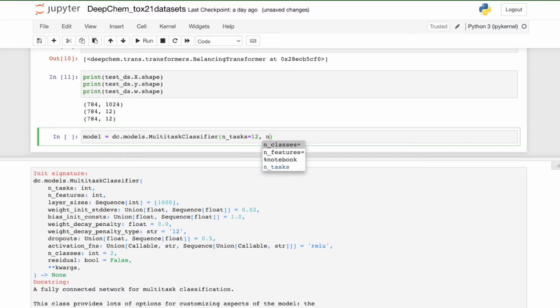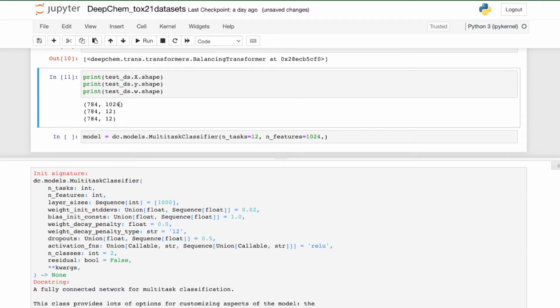So how many features do we have for each molecule? Well, our number of features was 1024, because that's what the shape of the X dataset tells us. Okay, so that's how many features we have. This is what we'll be training on. These are the properties derived for each molecule by the ECFP featurizer.